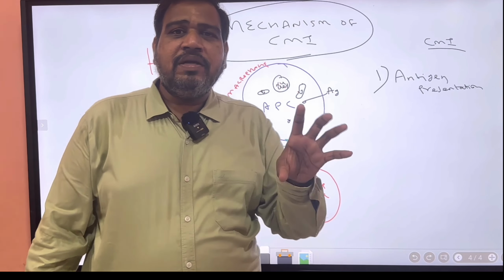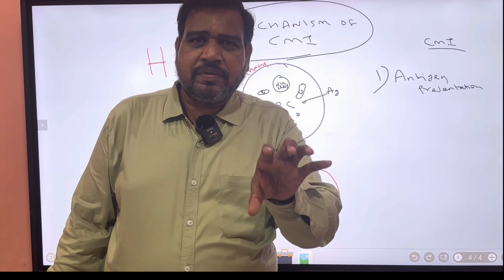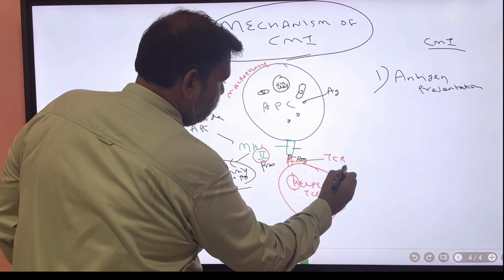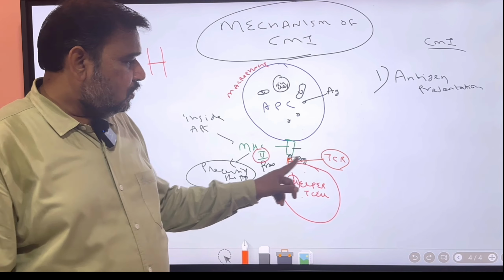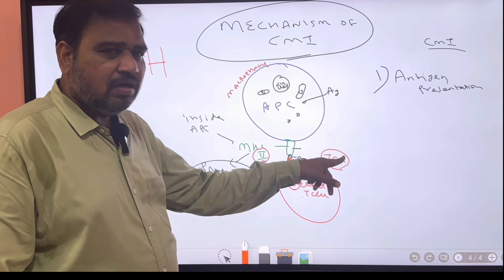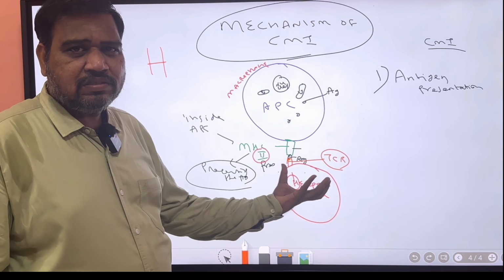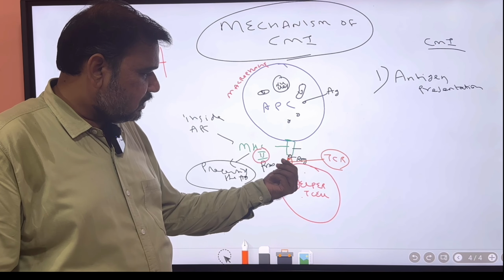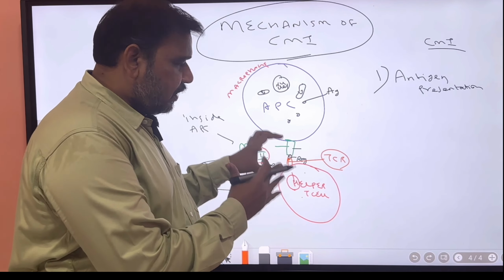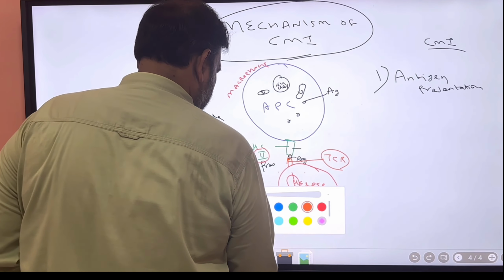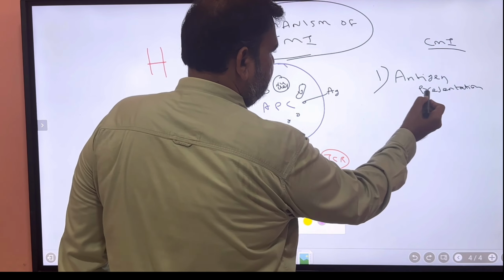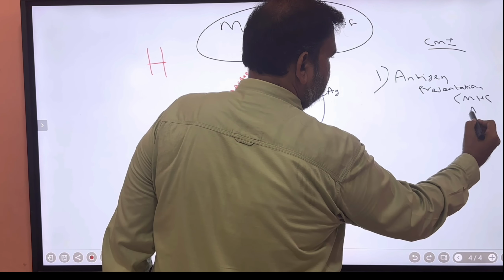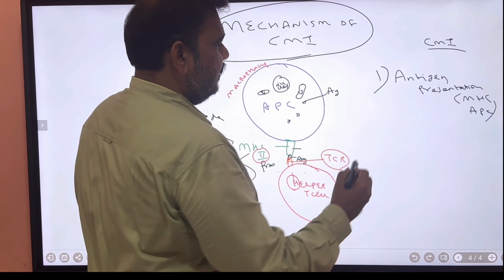MHC2 is presenting the antigen, and note it down, MHC2, major histocompatibility 2, is present on the surface of the antigen presenting cell. So this is TCR, the T cell receptor. As the name suggests, the T cell receptor is present on the surface of the T cells. So here, helper T cell receptor. Now note it down, antigen is combining with the T cell receptor. So for antigen presentation, I require MHC and APC.